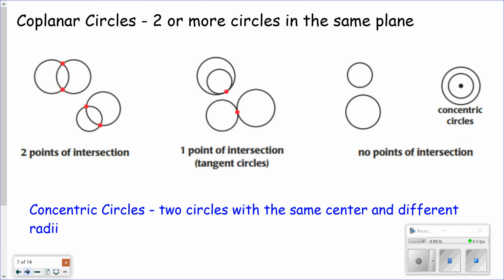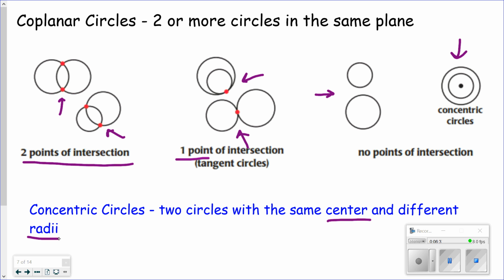Coplanar circles. Coplanar circles are when two or more circles are in the same plane. So these circles could intersect, and you could have 2 points of intersection, like these examples here. The circles could maybe cross and just have 1 point of intersection, which would be the examples here. Or the circles could not intersect, and there'd be no point of intersection, such as this example and this example. And then concentric circles are when two circles have the same center, but they have different radii. So their radii or radius, they are different lengths.